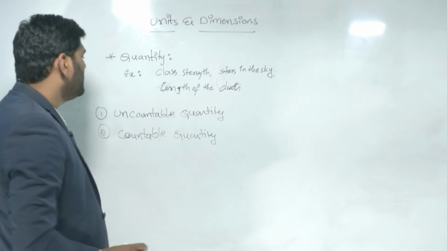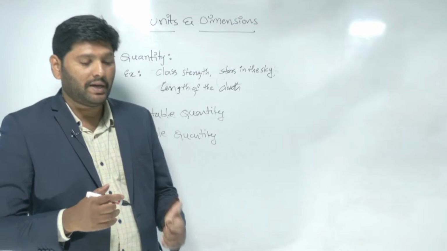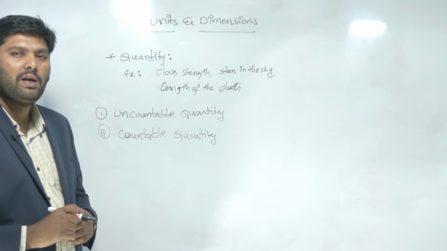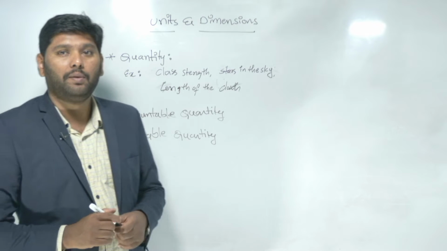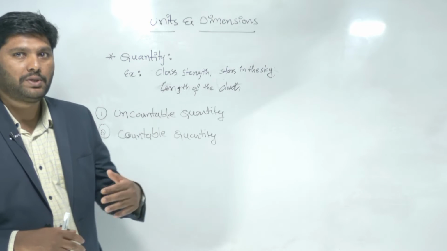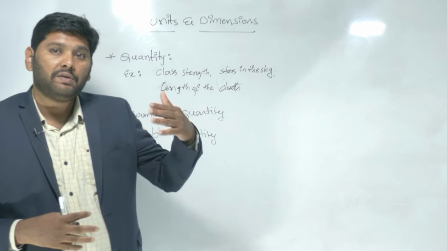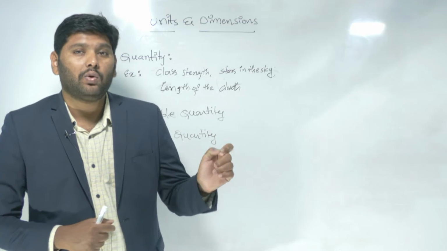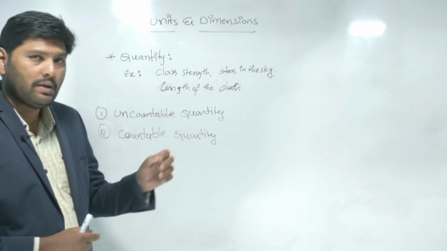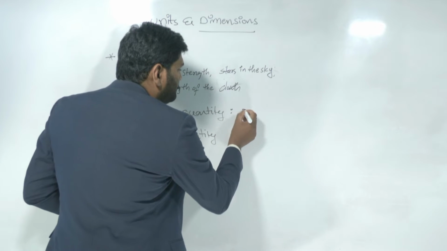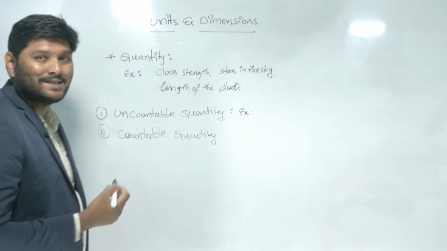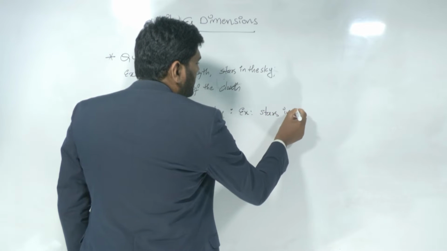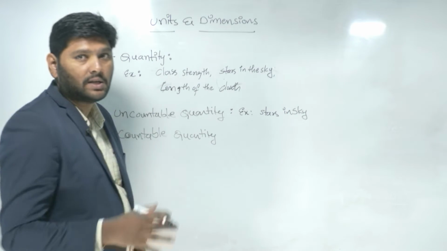See here, uncountable quantity means we cannot estimate the number. That kind of quantity is known as an uncountable quantity. We cannot estimate the number by using any instrument, by using anything. It does not have a chance to be estimated. Examples: stars in the sky. Yes or no? Stars in the sky are uncountable.